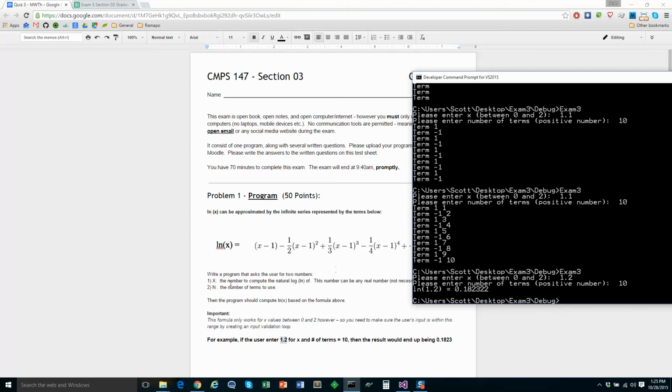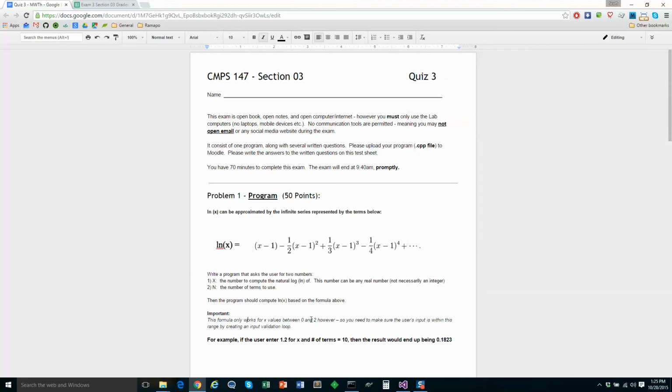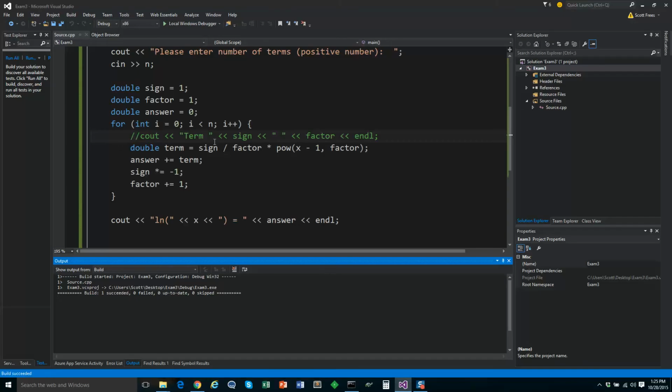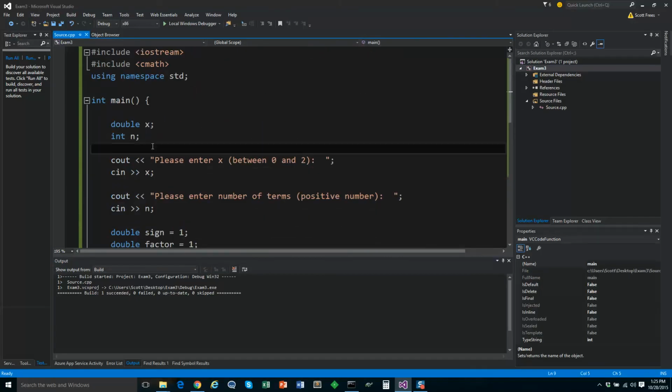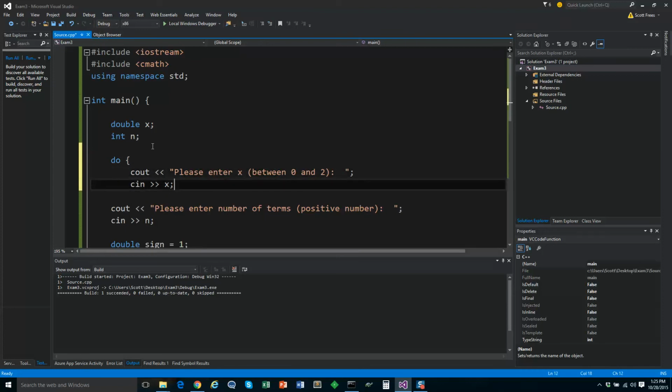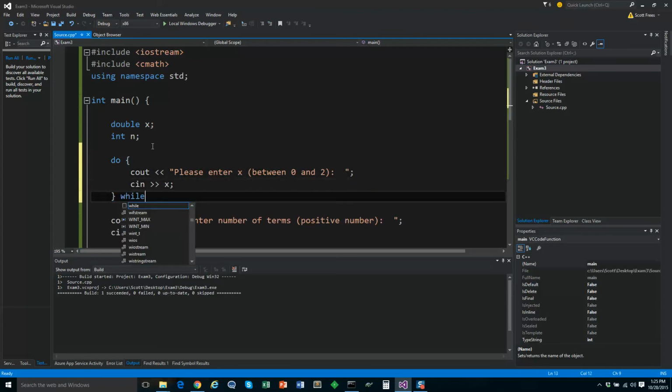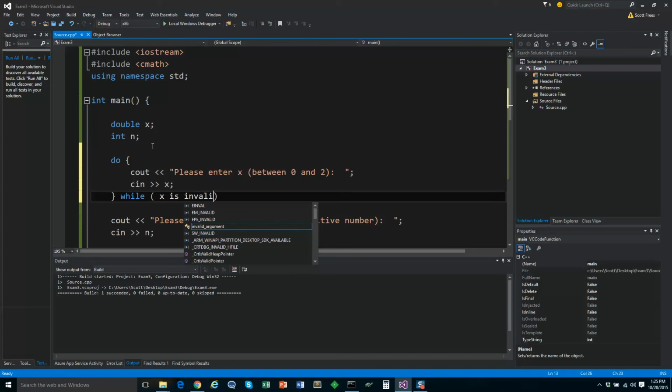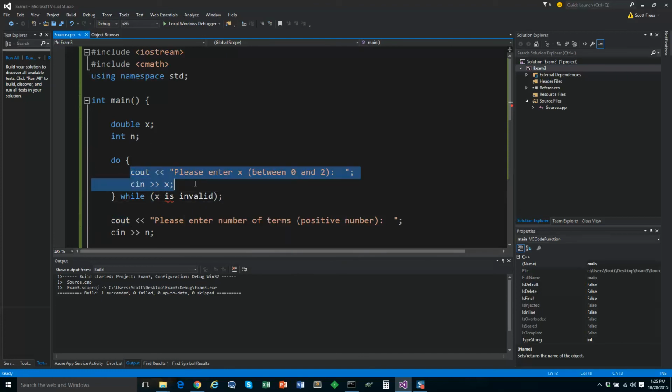Once you get that value, now you start looking at input validation. So n should be positive, x should be between 0 and 2. Input validation, really, you want to practice this so you really don't feel like it's challenging at all. It really shouldn't be. While x is invalid, it's a do-while loop around the prompt for x. Now, when is x invalid? I saw a lot of x is less than 0 and x is greater than 2.